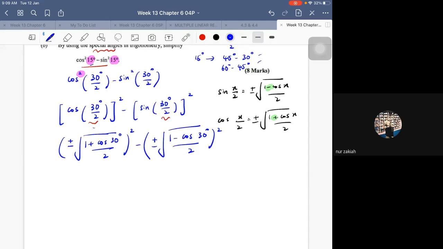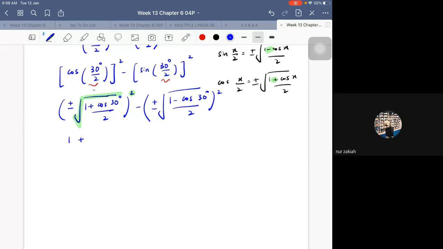And we have seen this before. So kalau kita ada square root, kita squarekan dia automatically. Kuasa dia setengah darab 2 dia akan jadi 1. So therefore, when I simplify, dia akan jadi 1 tambah cos of 30 degree bahagi 2. And the second term is going to be tolak, so 1 tolak cos of 30 degree bahagi dengan 2. So this is going to be the outcome.